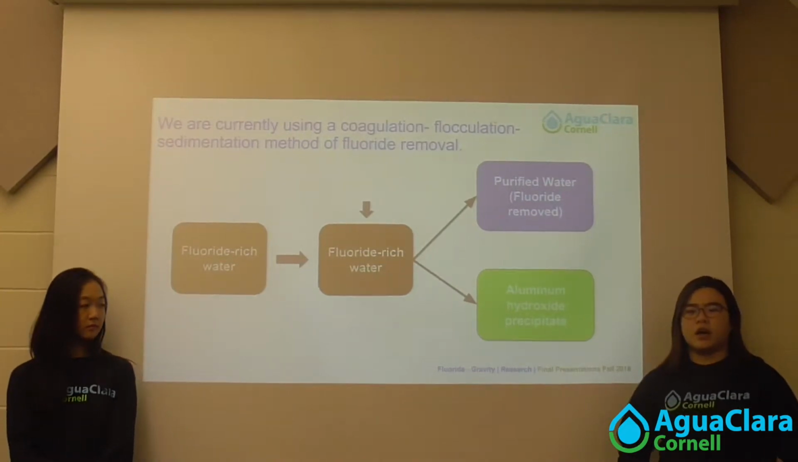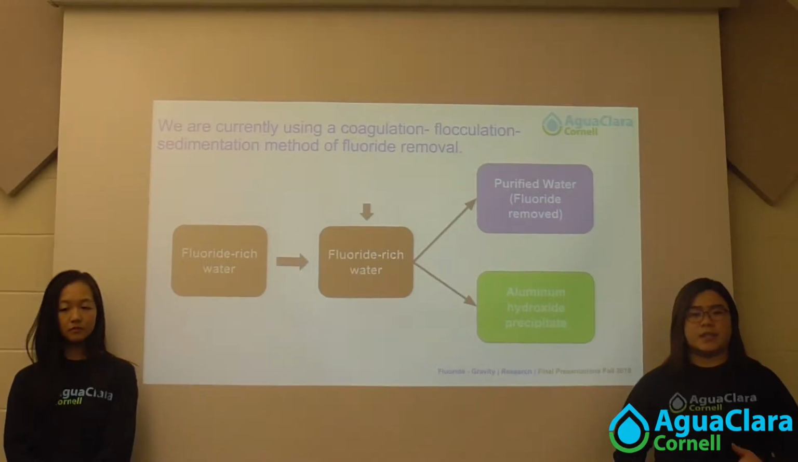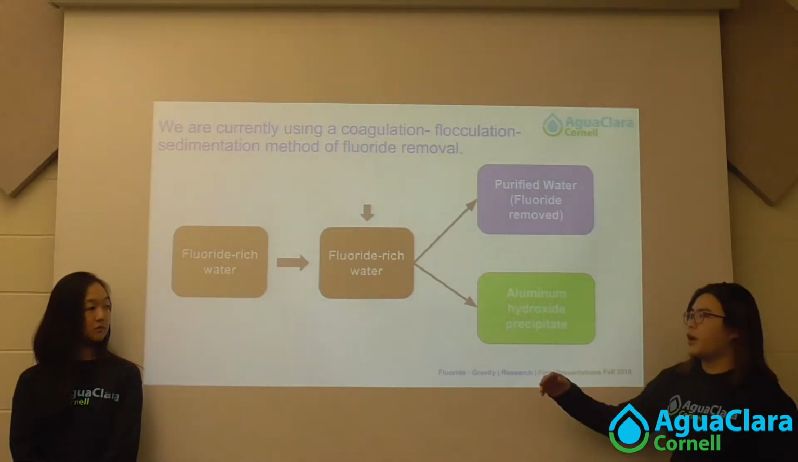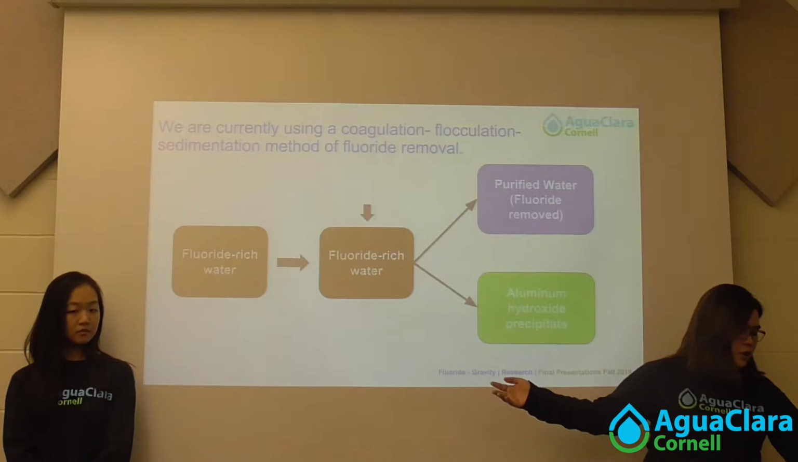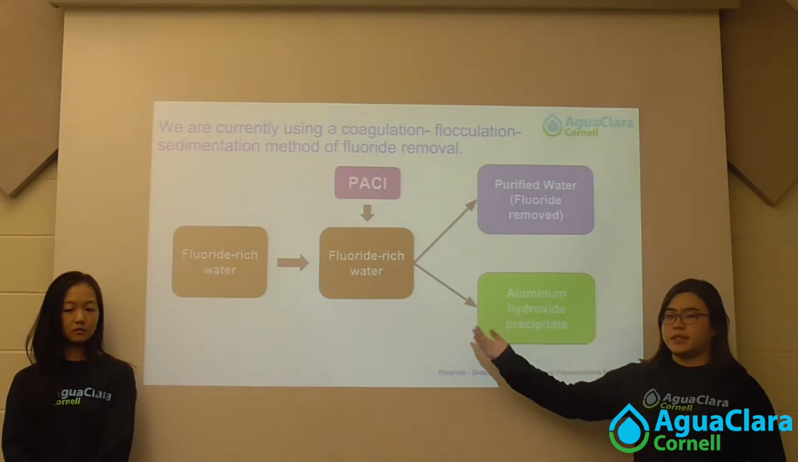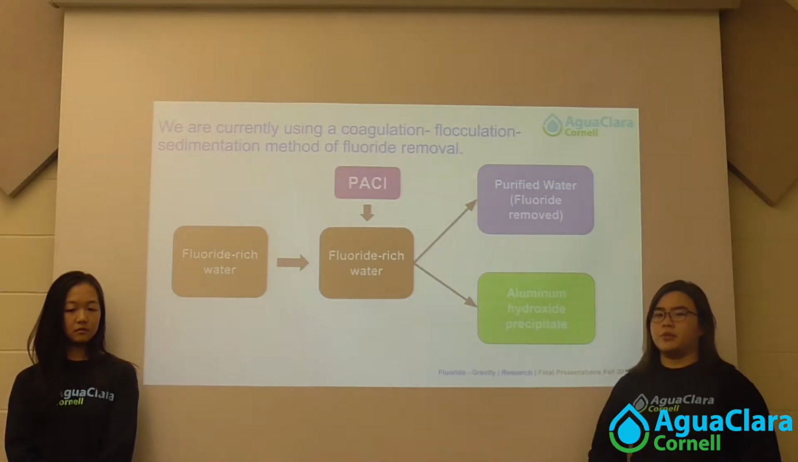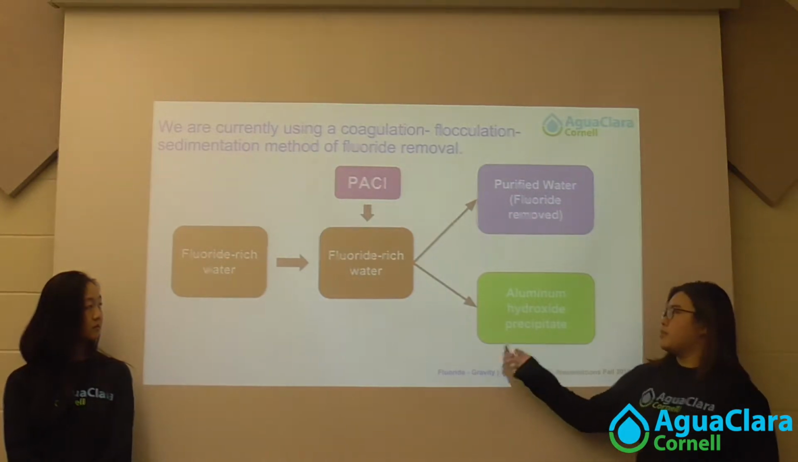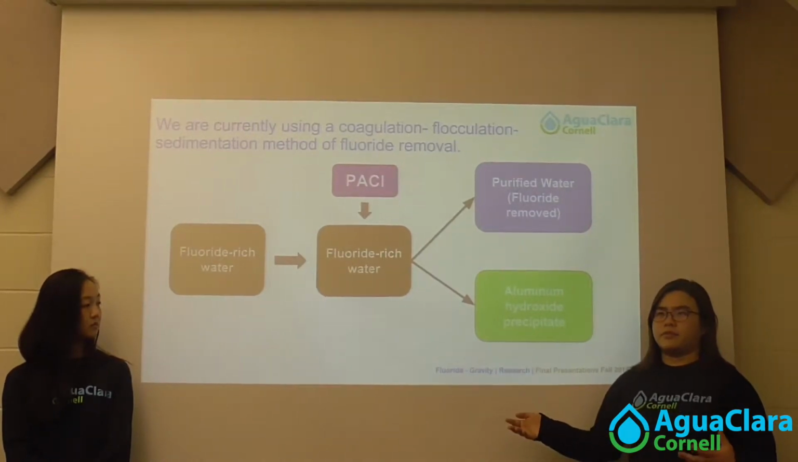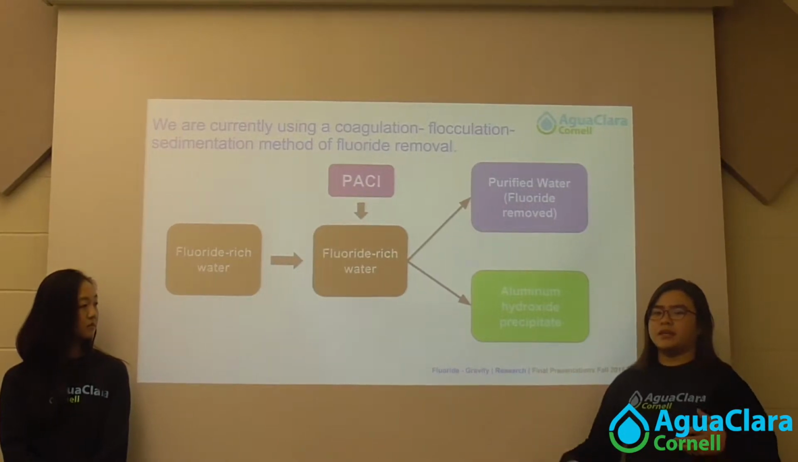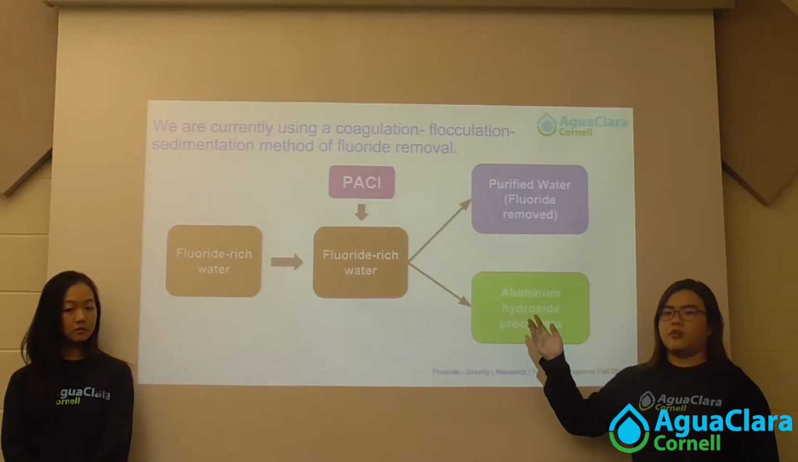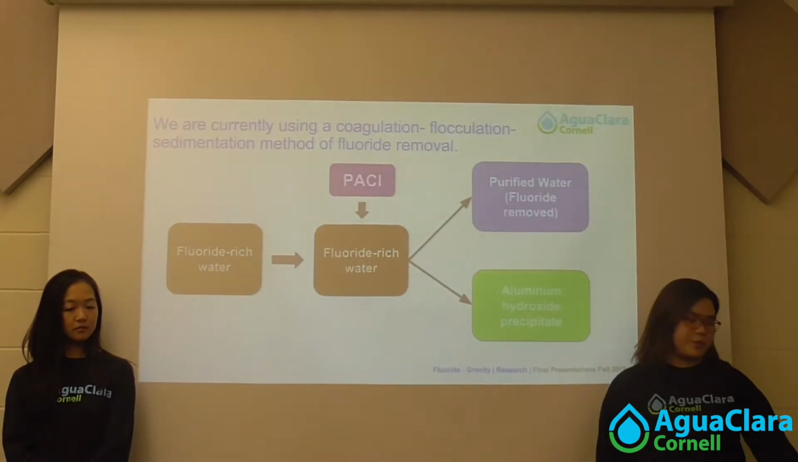Our team uses a coagulation, flocculation, and sedimentation process to treat our fluoride. With fluoride-rich water, we add coagulants into the system to react with the water and form flocs. As the flocs grow bigger, the aluminum hydroxide fluoride precipitates will settle in the sedimentation tank, and the treated water with fluoride removed will exit from the effluent.